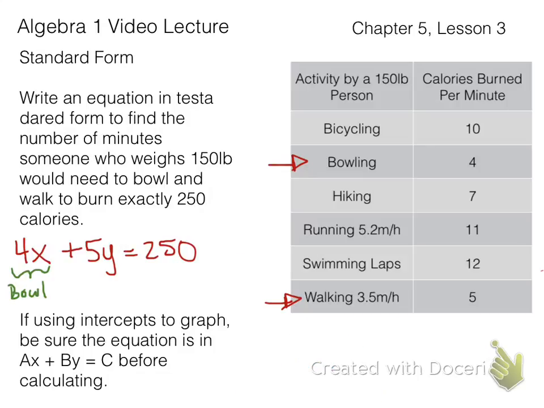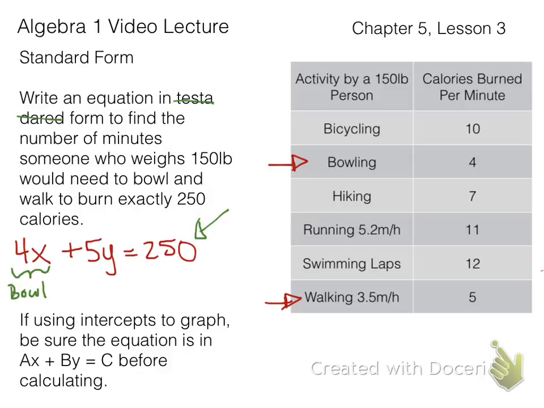All right, last slide, which I kind of already showed you everything, but just go with it for a second while I talk about this. So you're going to write an equation for the data. Man, did not spell check. Write an equation, this is actually supposed to be in standard form, to find the number of minutes someone who weighs 150 pounds would need to bowl and walk to burn exactly 250 calories. So 250 is the goal, right? We could have changed it to 10, we could have done blah, blah, blah.